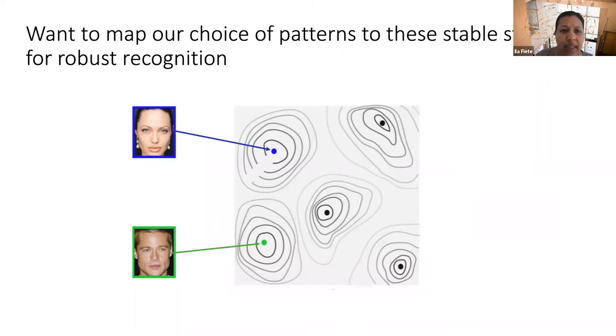And then the idea is that now, if I were to present you with a corrupted version of an image, which is somewhere in between, or a noisy version of one of these images, in this case, it's Brangelina, then it should automatically find the nearest label that matches that corrupted pattern. So that's the hope. And so the way to construct this is to do the following.